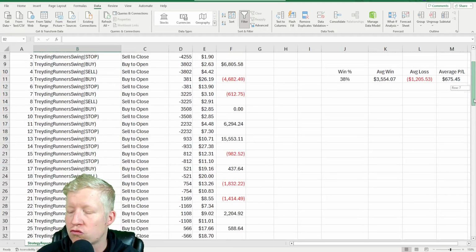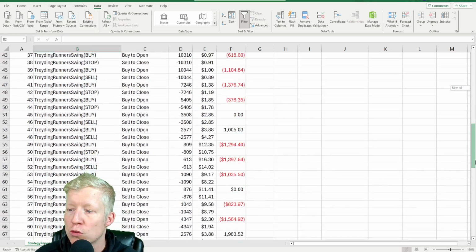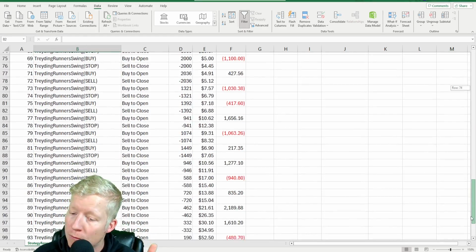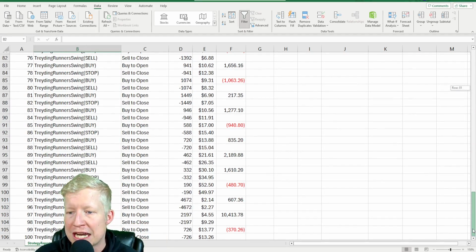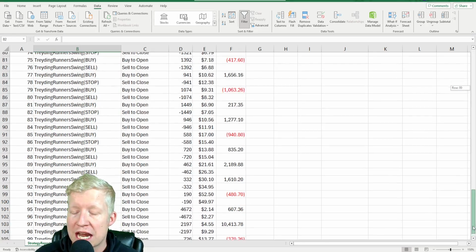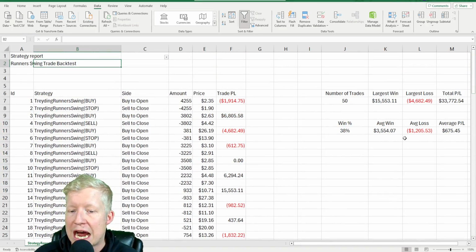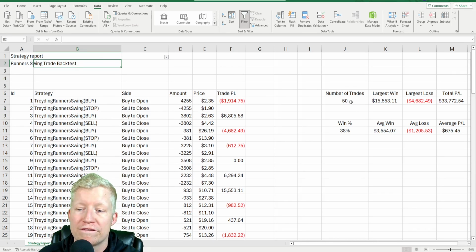So if I go ahead and slowly scroll through this, you will see this is every trade, almost every trade. I'm going to tell you guys about something in a second, but almost every trade from every stock that was currently on my runner scanner. You will see that is a total number of 50 trades. And once again, on $10,000 positions, that is a total P&L of 33.7 grand. That is 3xing your money in 50 trades, which is insane.